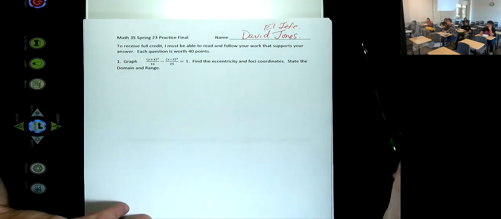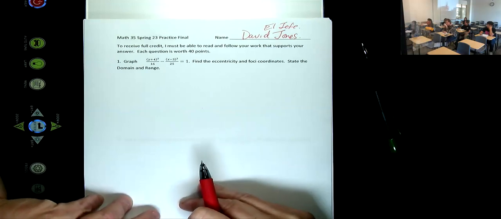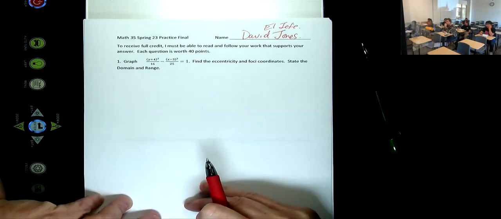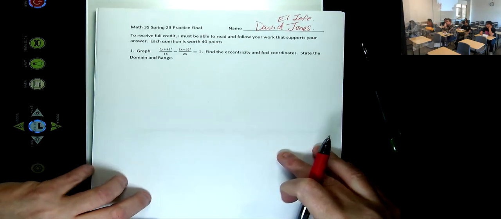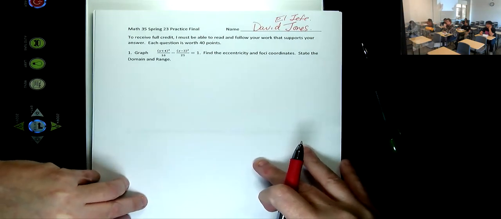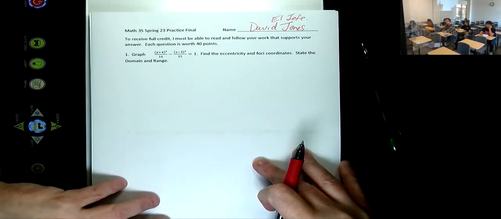All right, then what do I do? Read the instructions. To receive full credit, I must be able to read and follow your work that supports your answer, not just pretty art that doesn't support anything. Each question is worth 40 points. Ooh, a whopping 40 points. Doesn't matter. You can look on the syllabus and know exactly how much the final is worth.